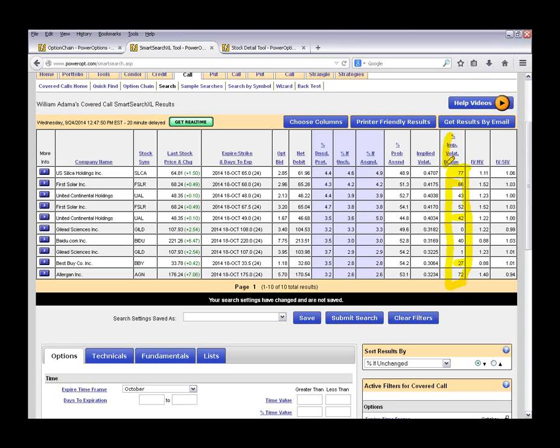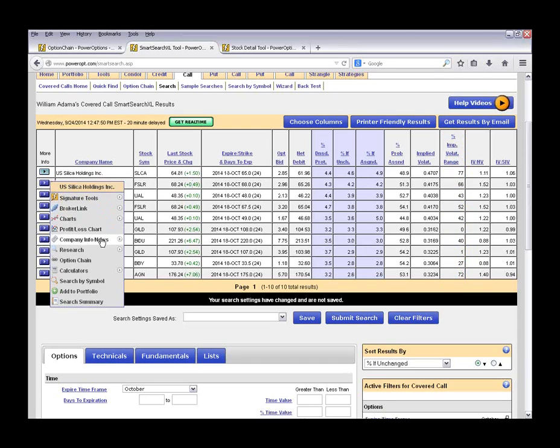So in buying, you may want to look for a lower implied volatility range. When selling, you want to look for a higher one. But again, I want to emphasize that everything goes hand in hand. Let's take a look at U.S. Silica, 64.81. The October 65 call has a percent implied volatility range of 77%. So right now the implied volatility, 0.4707, is near the high, the 77th percentile of where it's been over the life of the option.